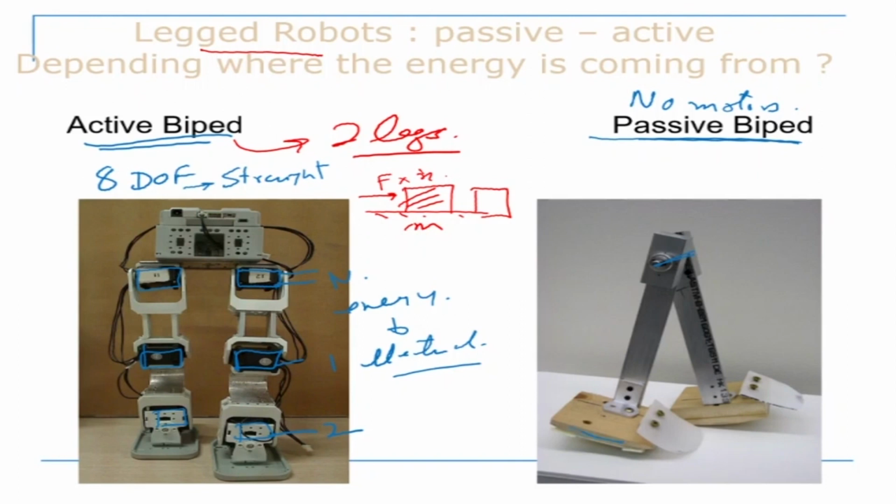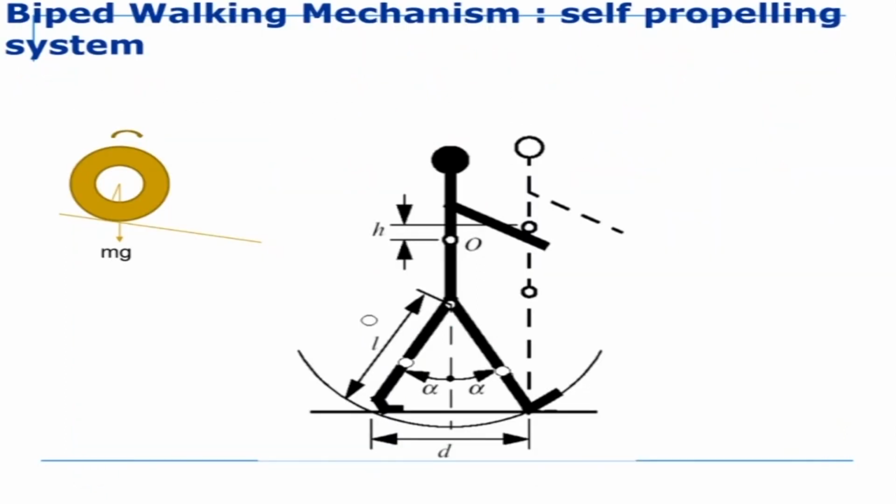Now where is the energy coming from? The energy is coming from gravitational energy. It's basically gravity. Okay, so this can walk on an inclined ground. It cannot walk on flat ground. Okay, and the concept is very interesting. The concept is like that of a wheel. Okay, so this is the wheel.